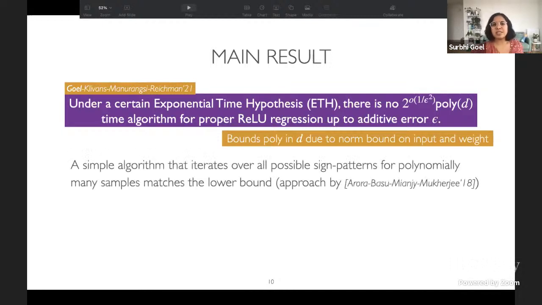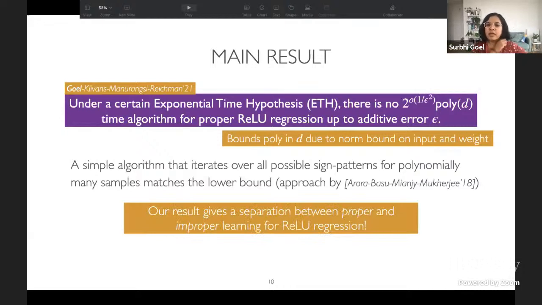And note that there's a simple algorithm that actually matches this upper bound. What you could do is take your input data and guess what the ReLU sign is going to be on each particular input. You can iterate over all possible sign patterns and try to fit any ReLU that you can fit, assuming it behaves according to the sign pattern. And once you fix the sign pattern, it's like a linear function that you're trying to fit. So you can just do the simple algorithm, and this is given in an approach by Arora et al. in 2018, and this matches this bound.